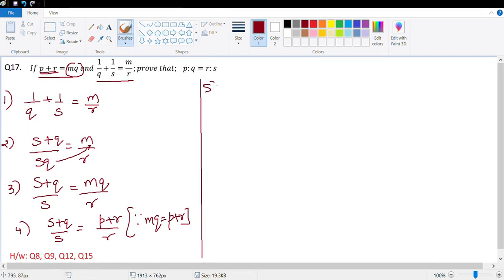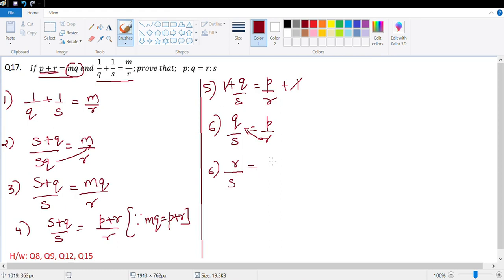Now let's see what we get from here. This becomes 1 plus Q upon S is equal to P upon R plus 1. The 1 and 1 get cancelled. So we have Q upon S is equal to P upon R. Let's basically cross multiply, which means R upon S is equal to P upon Q. That's exactly the same thing, which means P is to Q is equal to R is to S. That's exactly what they wanted us to prove. So hence proved.